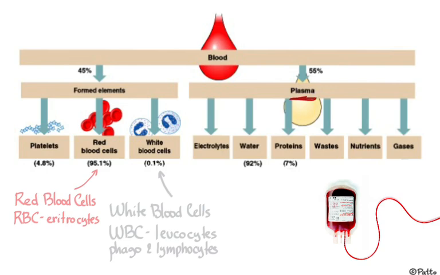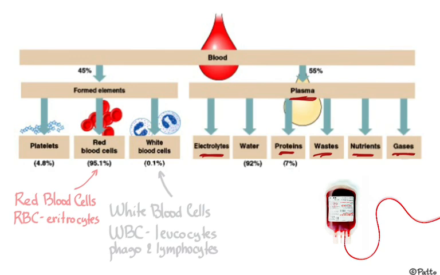And then we have the plasma. So plasma, we have many things: electrolytes, salts, ions, sodium, potassium, chloride. We have water, of course, a lot of it, 92%. We have some proteins. For example, antibodies are proteins that go around in the blood. Some hormones are proteins. We also have other kinds of hormones, like hormones made of fat, like steroids. We have wastes, like ammonia or urea. We have nutrients, glucose, amino acids and other things that are absorbed from the intestine.